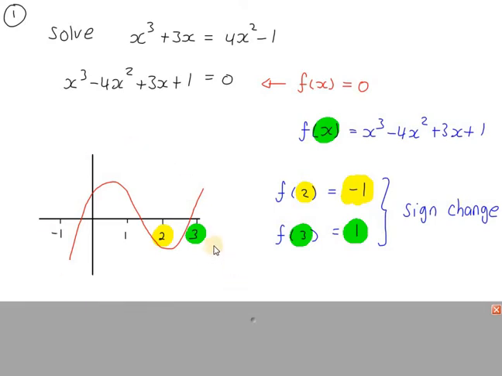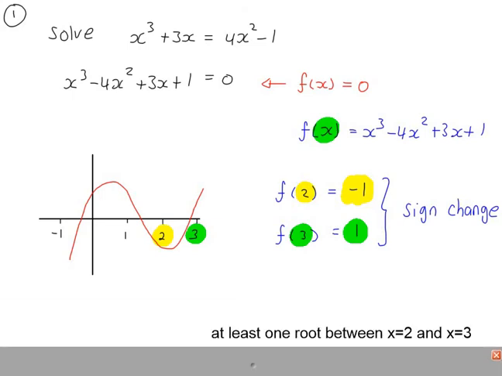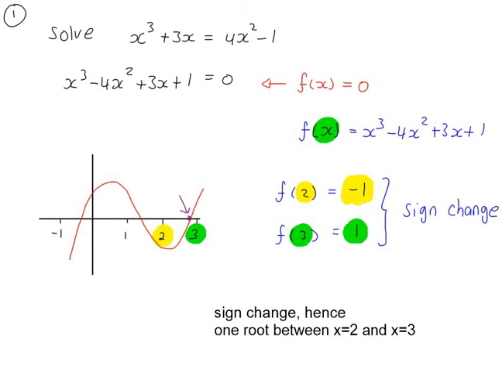Now if there was no sketch available and we tried these numbers and we got a sign change, I would say there is at least one root between x equals 2 and x equals 3, and because there's a sign change there, the number of roots would be odd, but we can clearly see from our sketch here that between x equals 2 and x equals 3 there is a single root right here in that interval. So it would be more appropriate for us to say that there is a sign change, hence one root between x equals 2 and x equals 3.